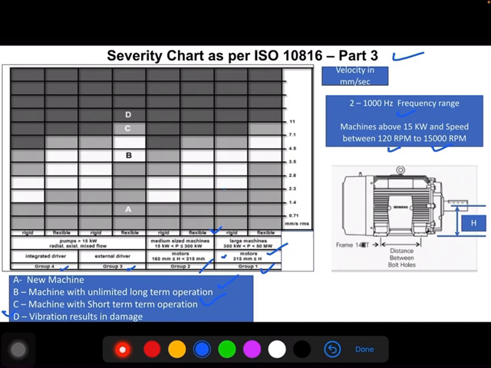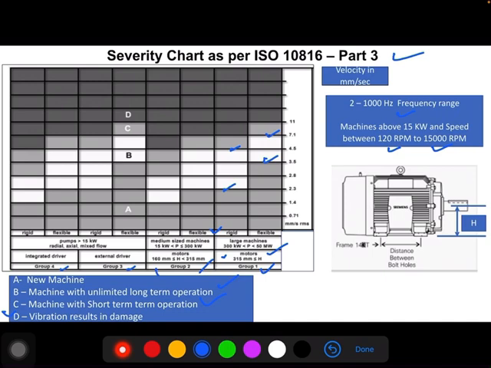Similarly, group 2 has motors with frame size more than 160 mm and less than 315 mm, and also the medium size machines having more than 15 kilowatt and less than 300 kilowatt.